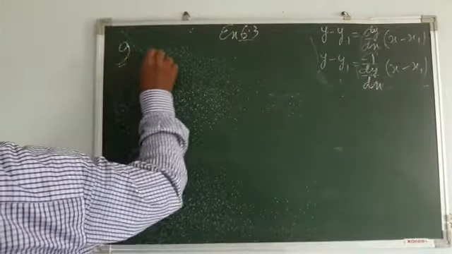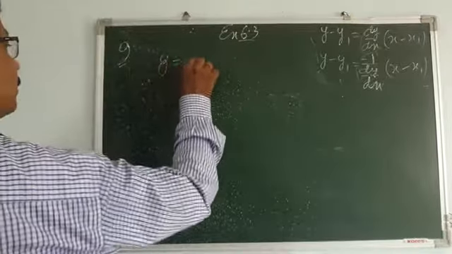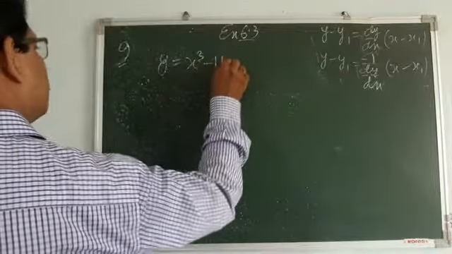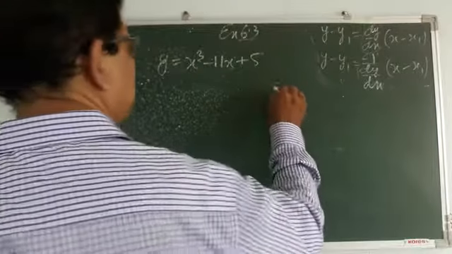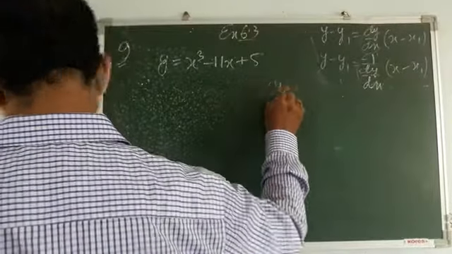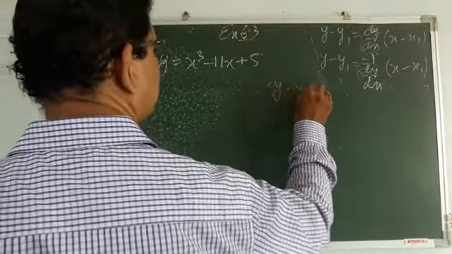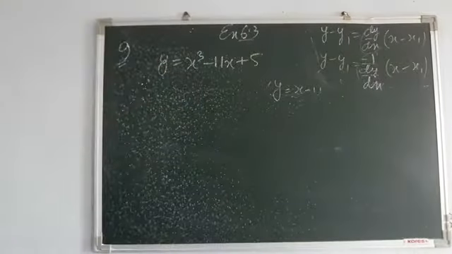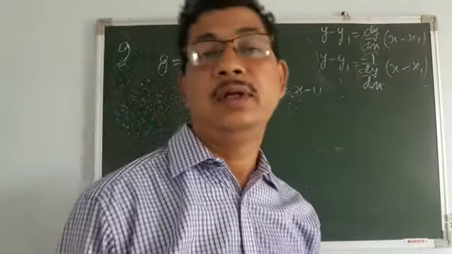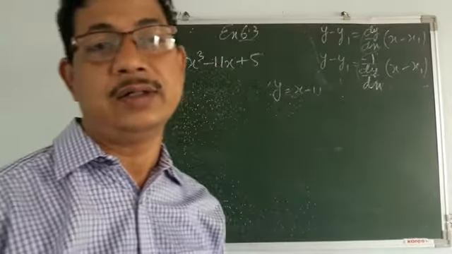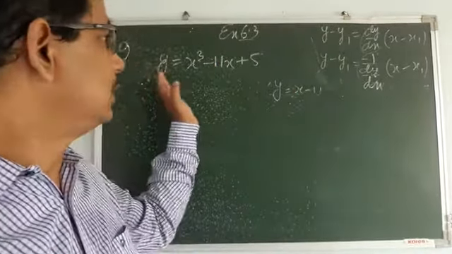Question 9: y is x cube minus 11x plus 5, and the equation of tangent they have given is y is equal to x minus 11. So what is the technique behind here? Now if we differentiate this one, it will give dy dx, that is the slope of the tangent.